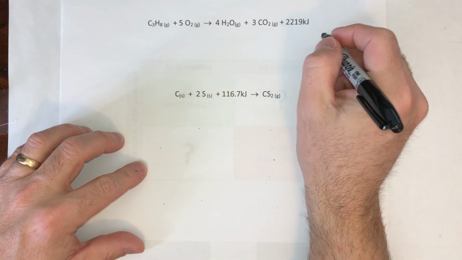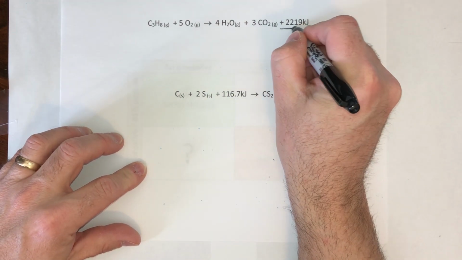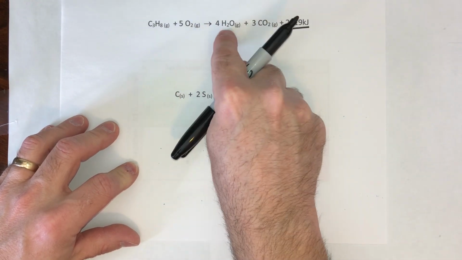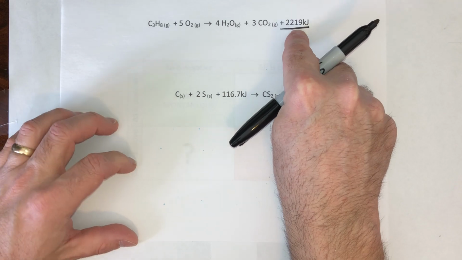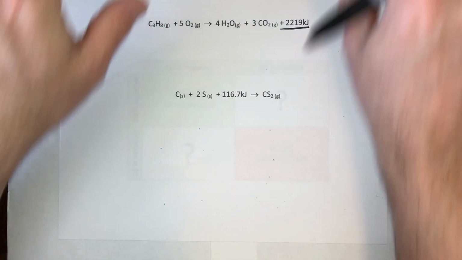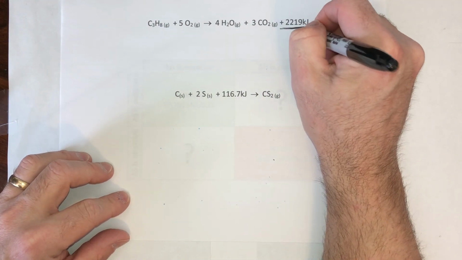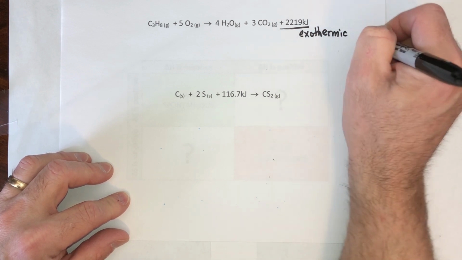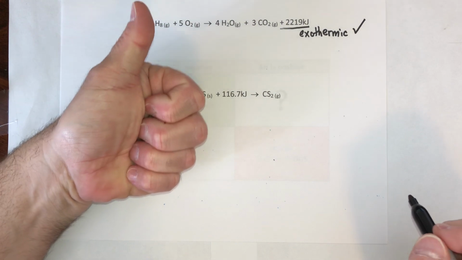Well, easiest thing to do is look at my energy. The energy here is on the product side, right? You took some reactants, here's your products. You are producing heat, so the heat is being given away. So this is exothermic. And we said exothermic is a vote for spontaneous.